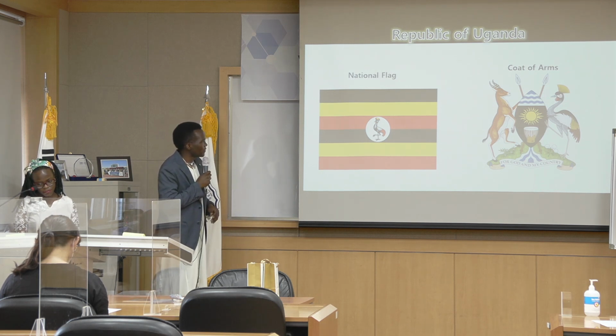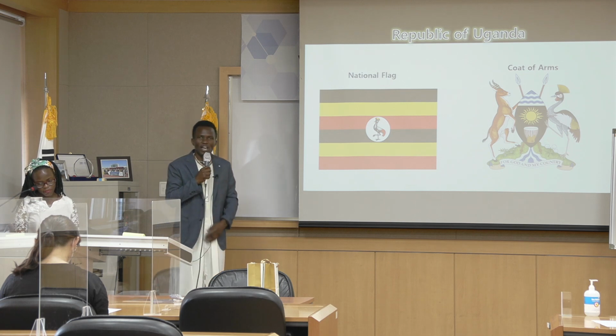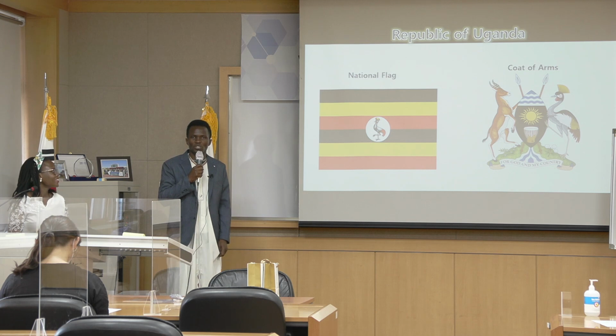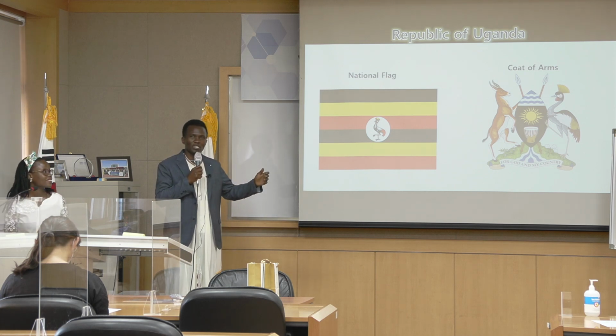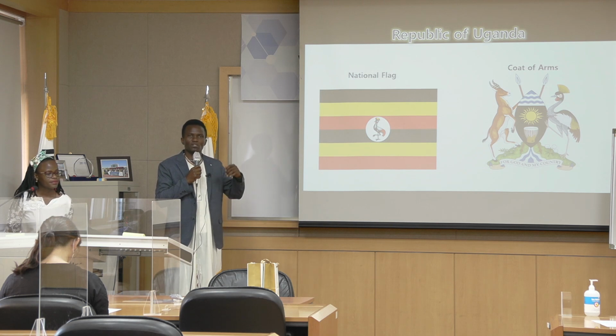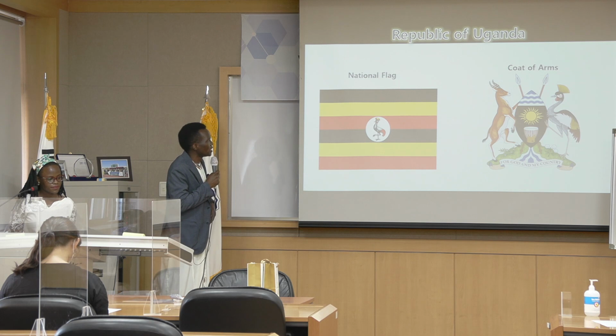Then the drum at the bottom of the shield is a symbol of dancing and a symbol of communication. So the drum is very important. When there is a meeting, we always use a drum. It is common in most villages. It is a symbol of communication.